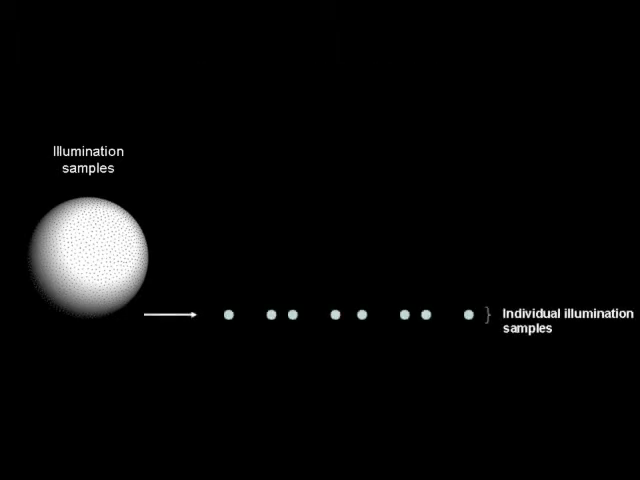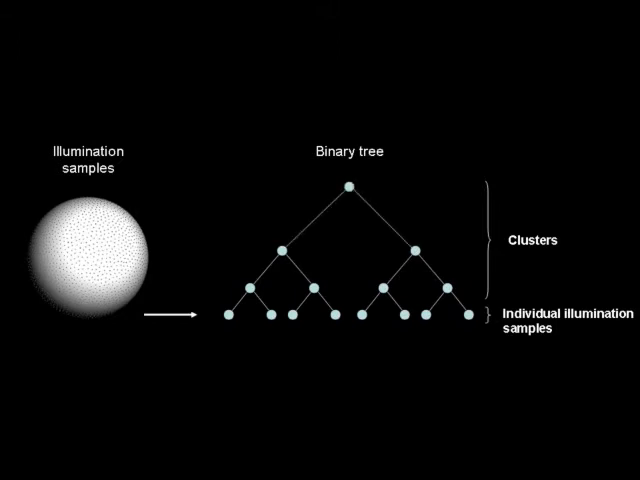Our algorithm is inspired by the recently proposed light cuts approach and represents illumination using dense and uniformly distributed sample points. These illumination samples are built into a binary tree structure. The leaf nodes represent individual illumination samples, and the interior nodes represent clusters containing all children samples underneath them in the tree.